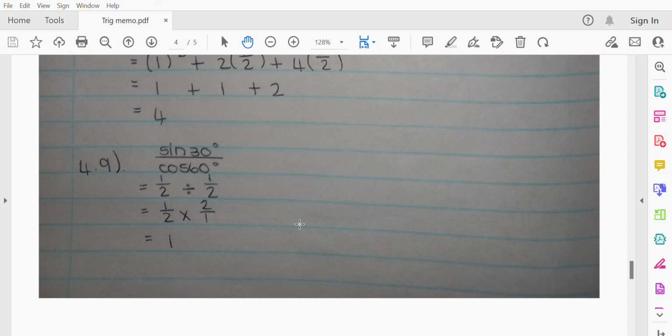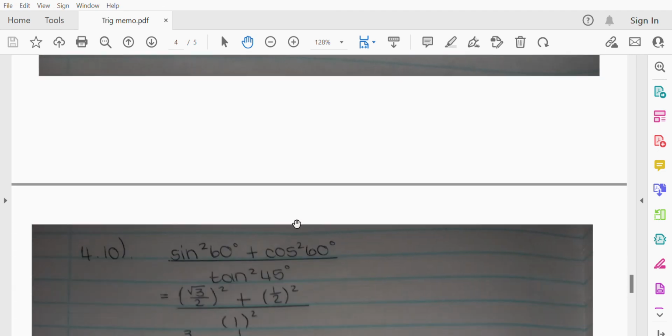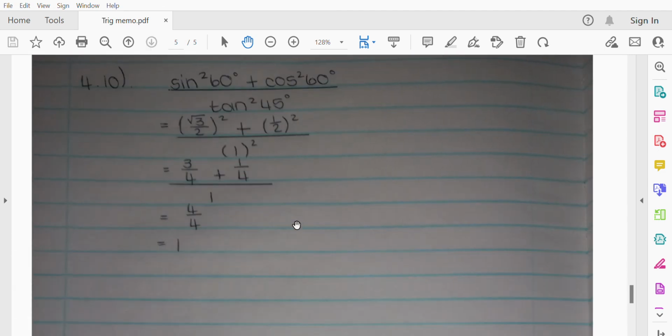Laaste enetjie, kan ek maar skip. Ons doen goed, ons is op 15 minute, mooi in die helfte. Okay, sin 60, ek soek dit kwadraat, so I put that in brackets and square, plus cos squared 60. Cos 60 is a half, and that's squared. At the bottom, tan 45, I put that in brackets and also square.